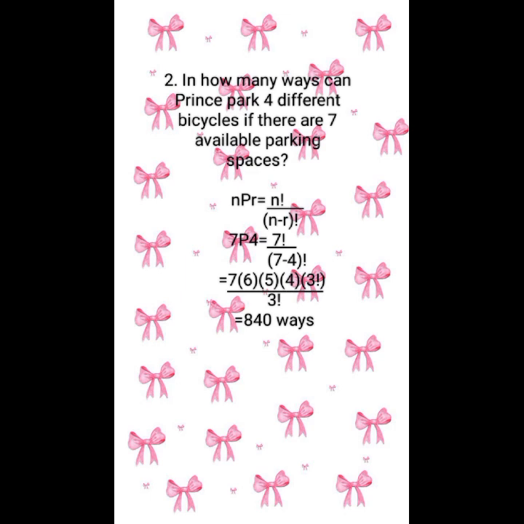So again, we are going to start from 7 down to 1. So 7 times 6 times 5 times 4 times 3 factorial all over 3 factorial, then cancel, and that is equal to 840 ways. So there are 840 ways in parking 4 different bicycles in 7 available parking spaces.